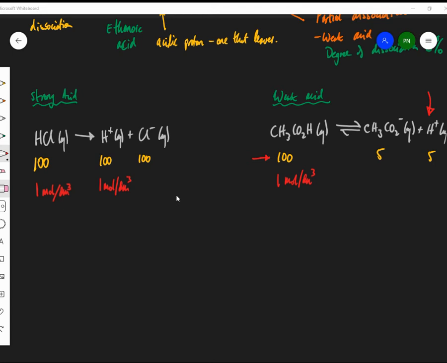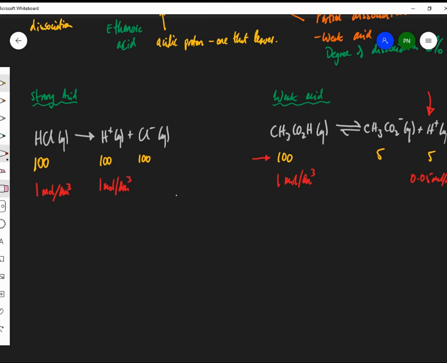So, look, it's 5%, isn't it? So, if I have 1 mole of this, it's going to be 0.05. Oh, moles. I've done it in the wrong place, haven't I? So, let me change that. Yes, Zara, well done. It's going to be that, isn't it? 0.05 mole per decimeter cubed.